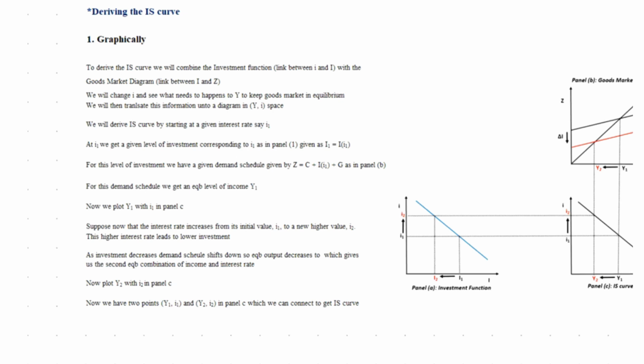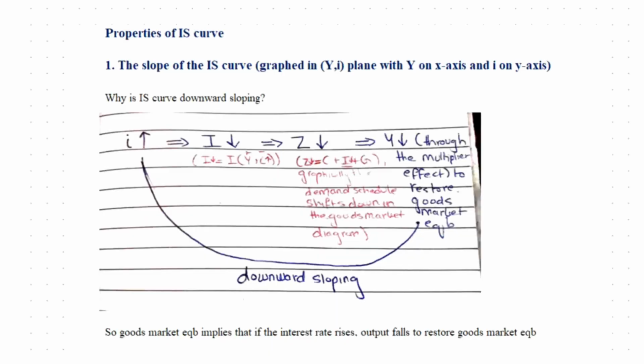And goods market equilibrium implies that if interest rate increases, output falls to restore goods market equilibrium, and hence we have a downward sloping IS curve, because whenever interest rate rises, output has to fall to restore goods market equilibrium. Similarly, whenever interest rate falls, output has to rise to restore goods market equilibrium.